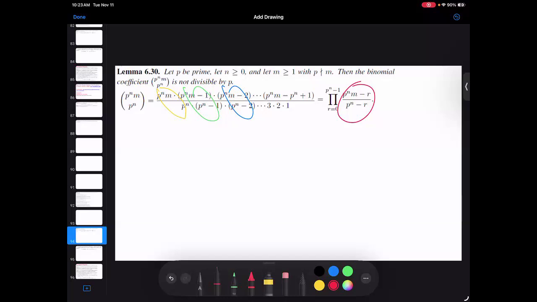So when I'm looking at this, we just need to show the power of p dividing p to the n m minus r is the same as for p to the n minus r. So we have to show that this is true no matter what m is. Are there any m that are easy to do? If I was feeling generous, what could I give you for m?